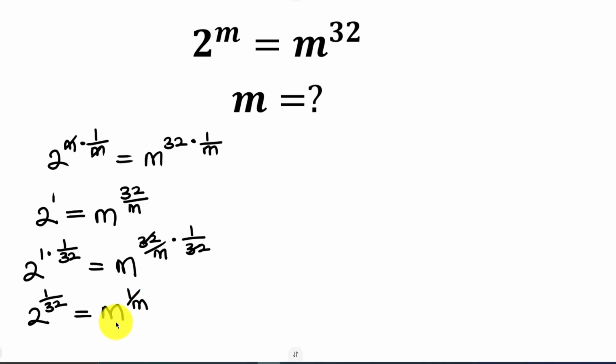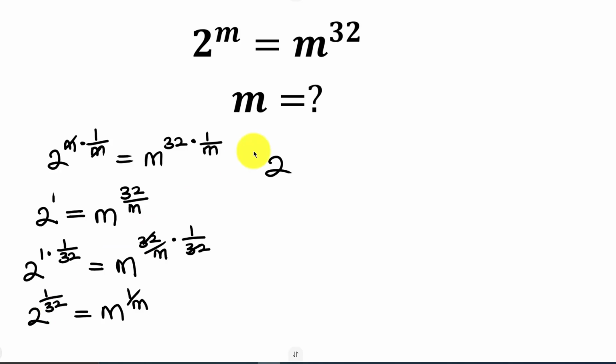Now notice that on the right hand side we have m as the base, then on the exponent we have m as the denominator. We're going to make the left hand side look exactly the same way so that we can compare in the end to know the value of m. And how do we do that? We have 2 as the base here.